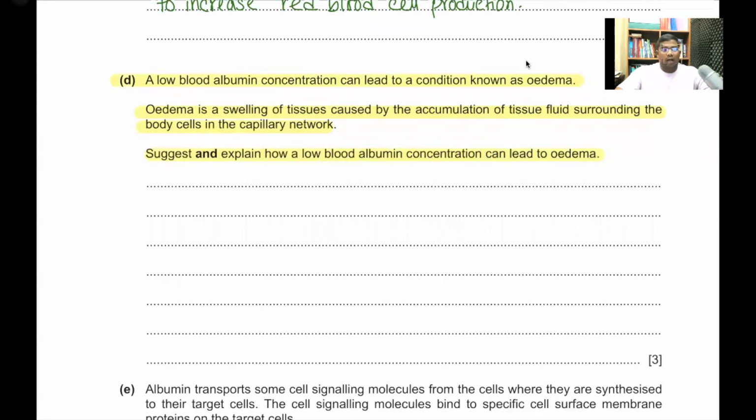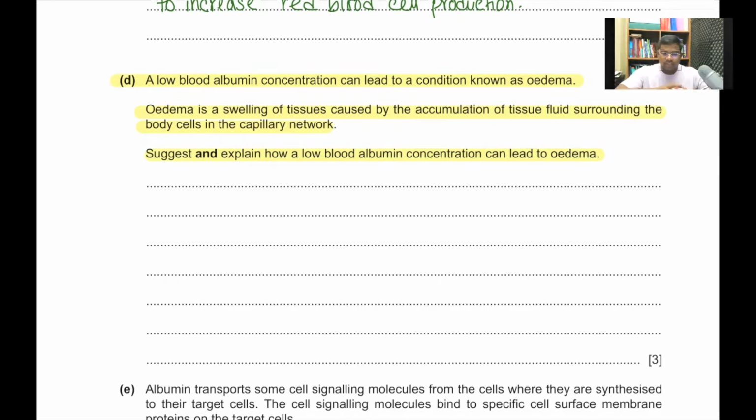So a low blood albumin means that there is less solute present in the blood. So if there is less solute present in the blood, meaning the blood water potential is really, really high. So more water from the blood can enter the tissue fluid more than normal.